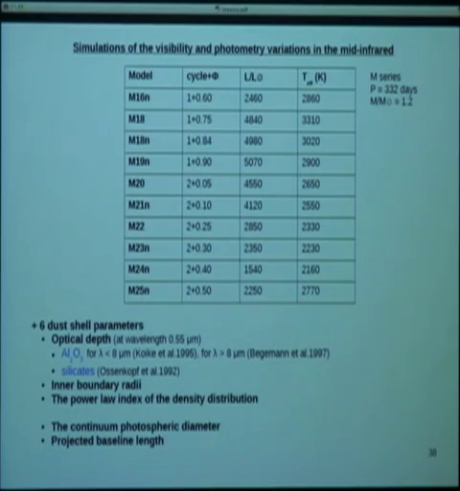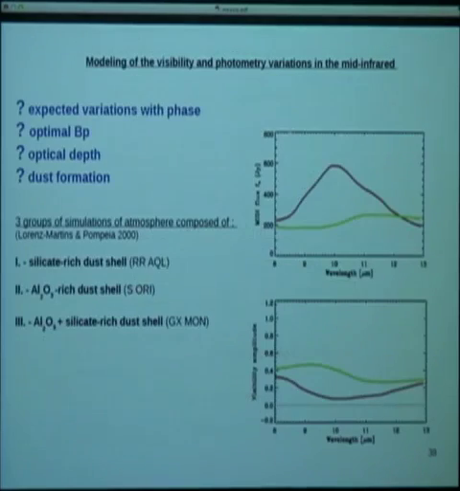You can see the luminosities and temperatures, which for typical AGB stars are below 3000 Kelvin. So we have 6 dust shell parameters: optical depth for the 2 dust species we are studying, aluminum oxide and silicates. Aluminum oxide data were taken from Koike and Begemann, and silicates from Ossenkopf. Then 2 for inner boundary radii, 2 for the power law index of the density distribution. We are also deriving the continuum photospheric diameter of the stars, and we are simulating the projected baselines, which are described a little bit later.